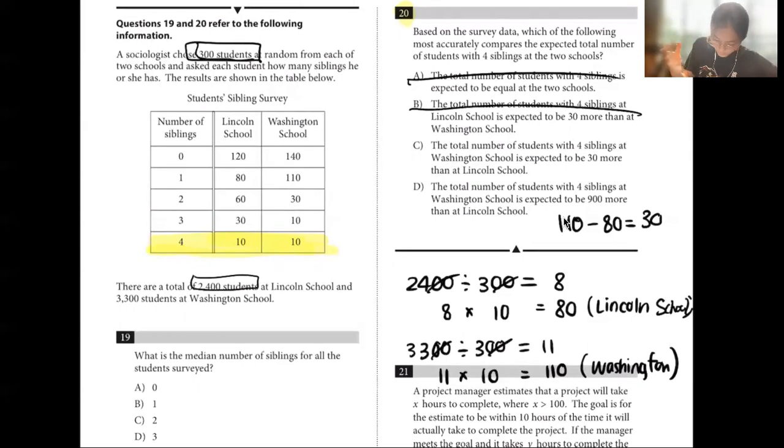30, and then Washington School has more students, right? So it's probably going to be C, but we need to look at all the options. The total number of students with 4 siblings at Washington School is expected to be 900 more than the Lincoln School. Okay, so that's probably too big. So it's going to be C. Thank you.